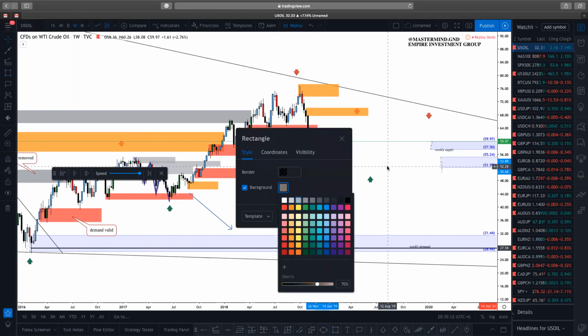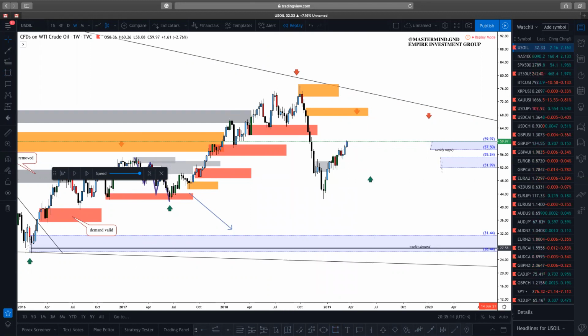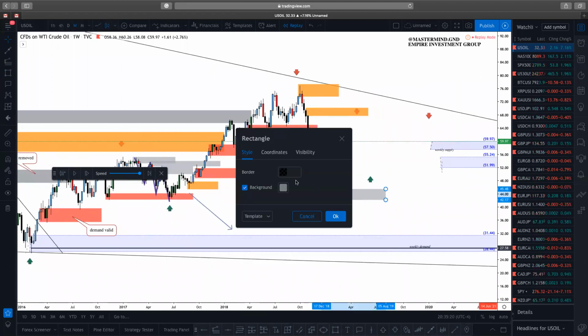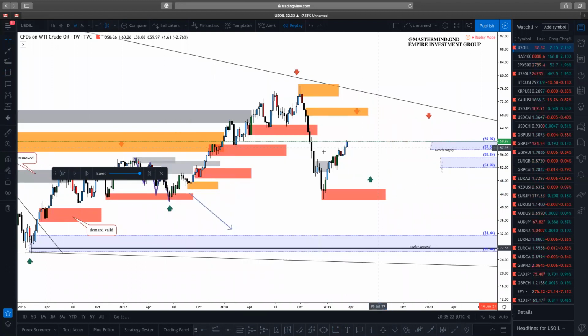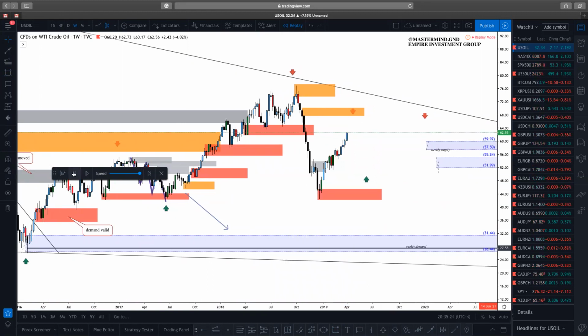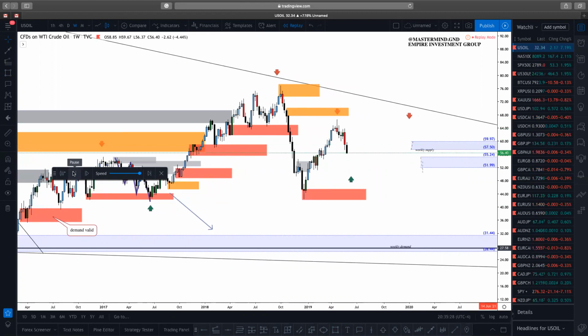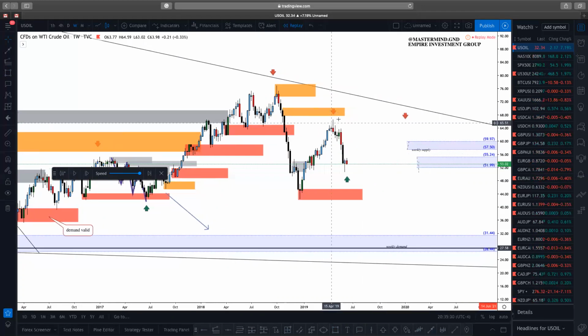So put it in gray, right? Who was responsible for removing that supply? This demand, right? All this is right now is just training your eyes. This is also a reason why we enter a few pips early, because a lot of the time the market may come near the zone, but it may not actually touch that zone, right?